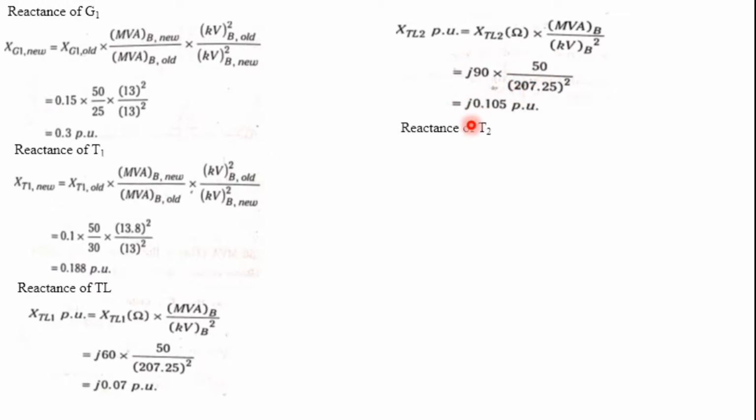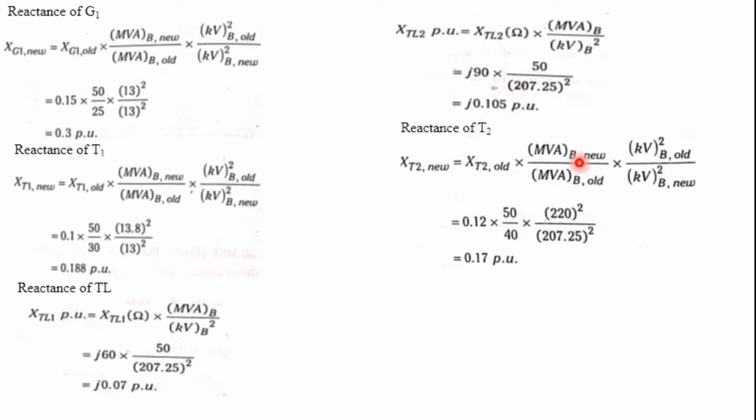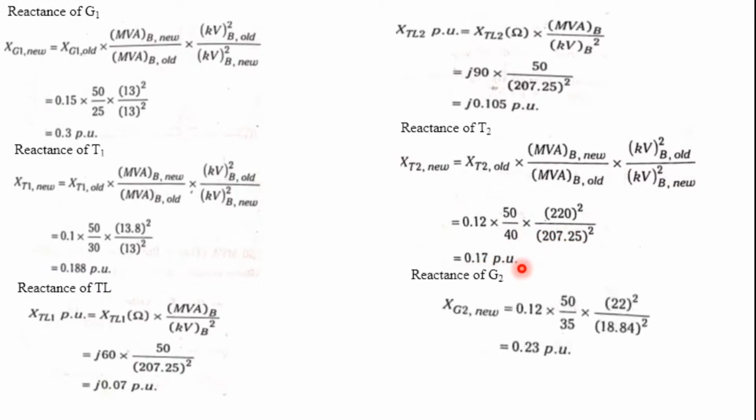Similarly for the T2 transformer, this is 0.12, new value 50 by 40. The voltage, considering the high voltage side of the transformer, is 220. Once the calculation is done, we got 207.25, and we will get 0.17 per unit. Similarly for the G2, we have 0.12, 50 by 35. The old value is 22, the new value is 18.84. So I'll get 0.23 per unit.